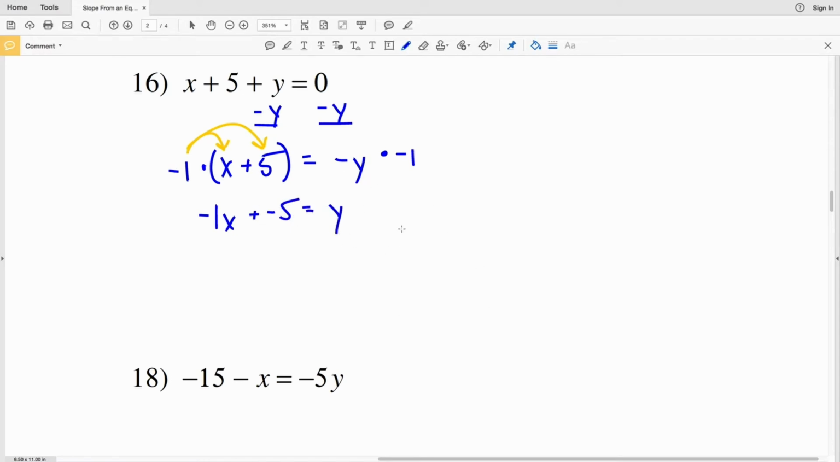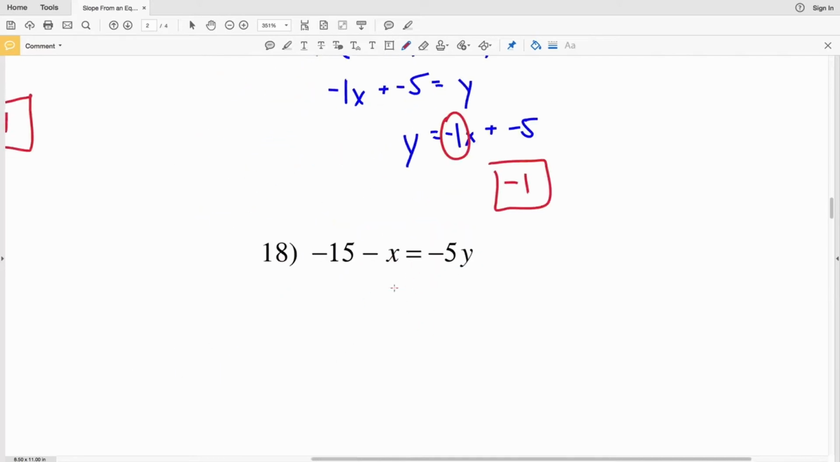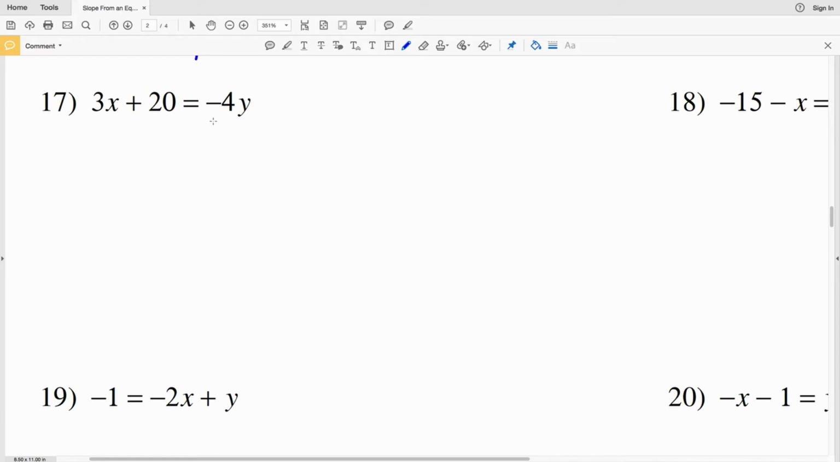If you want to rewrite this, you can write the y on the left-hand side, just flip the equation around. So you can say that y equals negative 1x plus negative 5. And from this, you can see our m is negative 1. So our slope is negative 1 in number 16. In number 17, all we have to do is divide by negative 4. And doing that, we'll get 3x over negative 4, which is negative 3/4 x, plus 20 over negative 4, which is negative 5, and that's equal to a positive y.